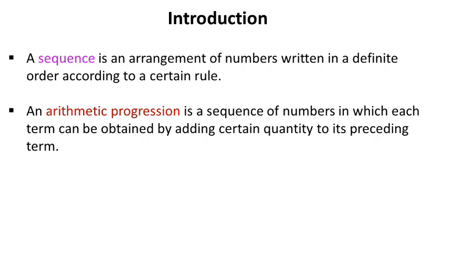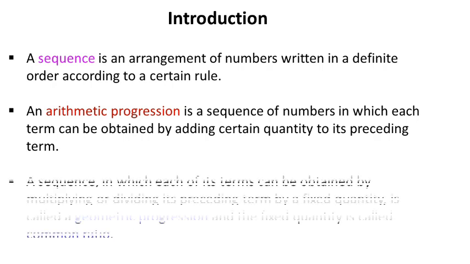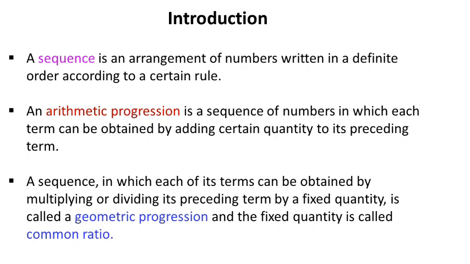Geometric progression is also a type of sequence in which each of its terms can be obtained by multiplying or dividing its preceding term by a fixed quantity. This is called a geometric progression, and the fixed quantity is called the common ratio.